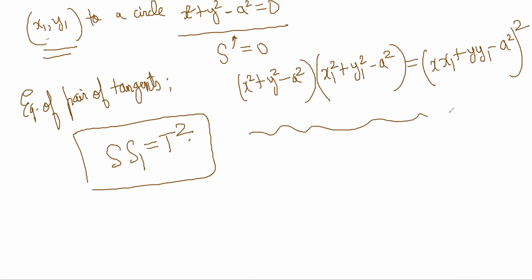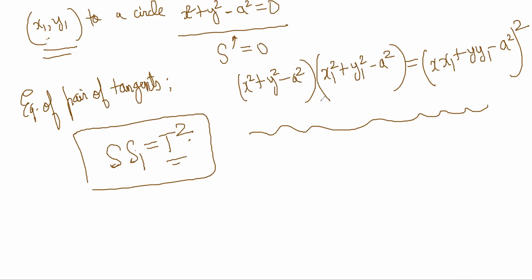Okay. Now if you look at the end line of the article 169, right? See, that is what he gets at the end. X square plus y square minus a square multiplied by x1 square plus y1 square minus a square is equal to x1 plus y1 minus a square whole square. Okay. So this is very easy to remember. Like, notice that you are doing what? You are doing S is the circle equation, S1 is the point in the circle, and t square is the tangent equation from this point, right?